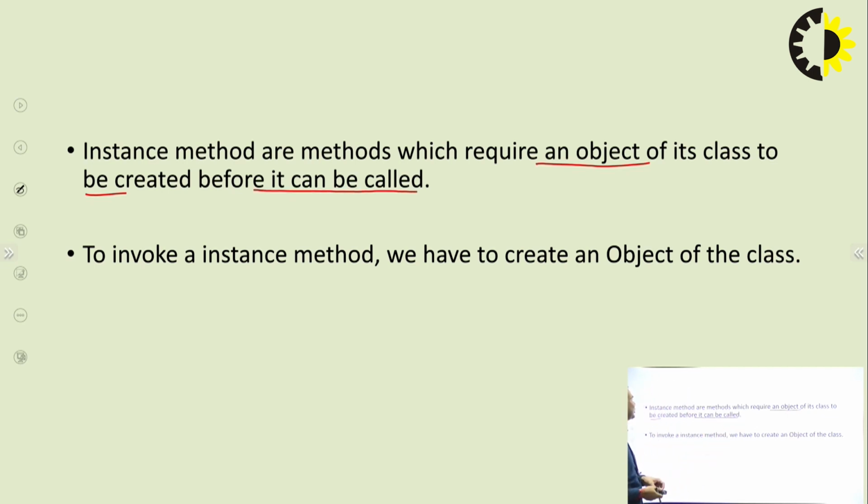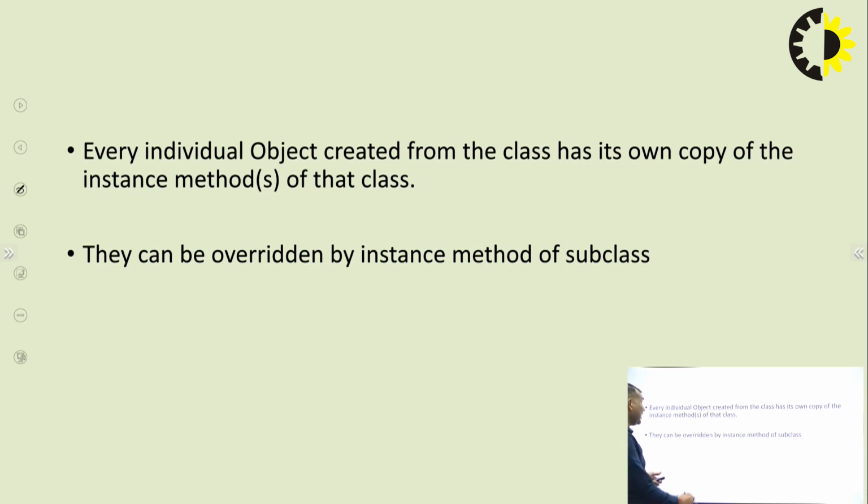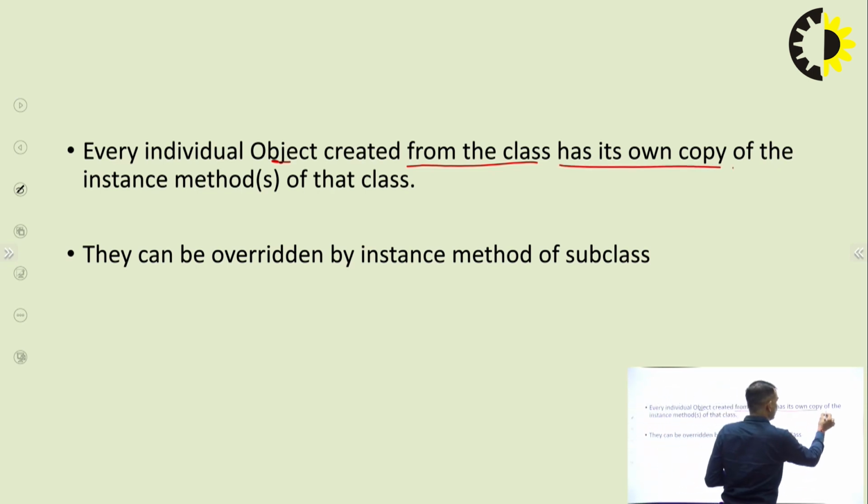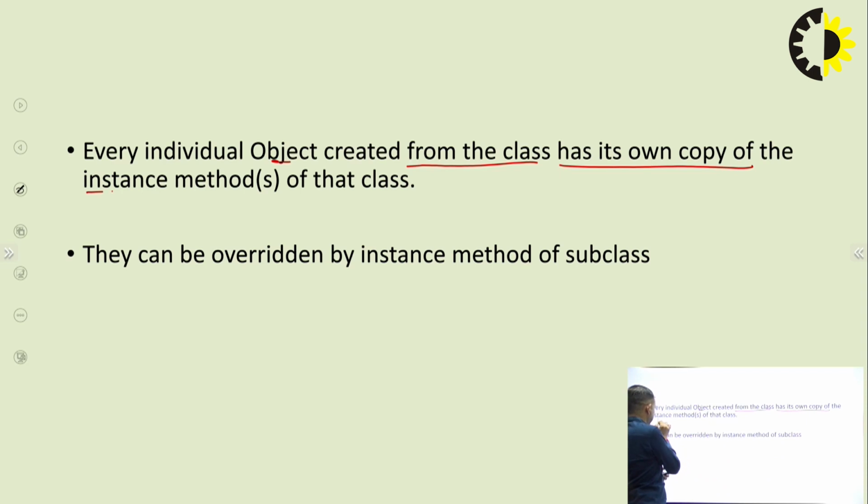It means that when we have to call an instance method, we need a class and we have to create an object of the class. To invoke an instance method, we have to create an object of that class. Every individual object created from the class has its own copy of the instance method, and it can be overridable.